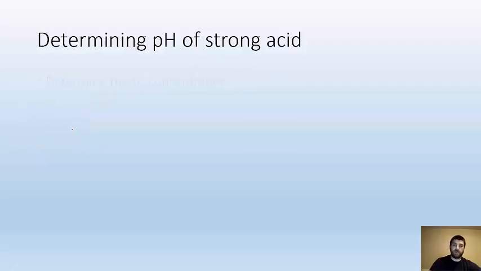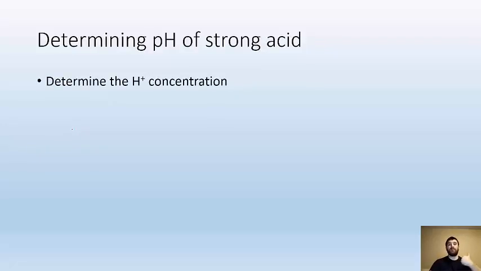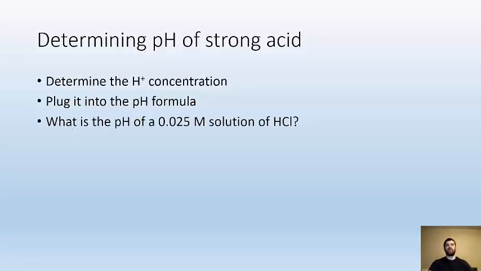So determining the pH of a strong acid. First, you need to figure out what is your H plus concentration. Then you need to plug it into the pH formula. Pretty straightforward. So what is the pH of a 0.025 molar solution of HCl? Well, I know that if it's HCl, it's monoprotic, so I'm only going to get one H. I don't have to worry about messing with it. So this 0.025 is my concentration of H+.